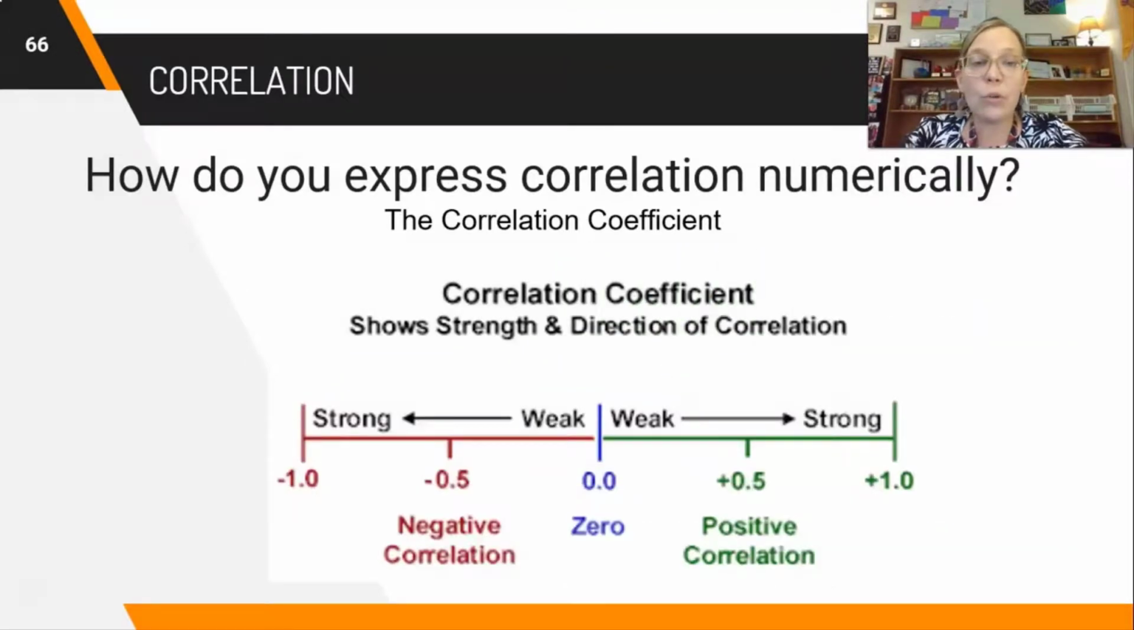So this is a great visual for understanding how all of that works. If the middle of our spectrum here is 0, then the further you get from 0 to either side, the stronger the relationship gets. And then it just depends. If you're above 0, you have a positive correlation. If you're below 0, you have a negative correlation.